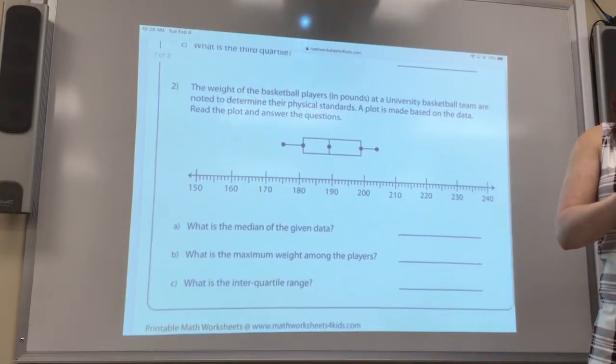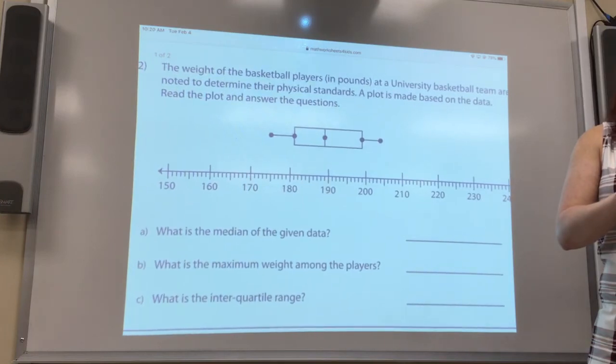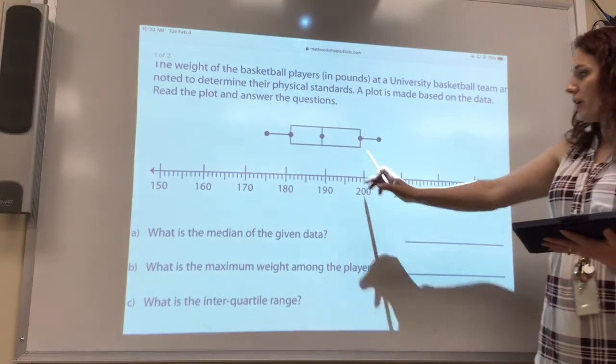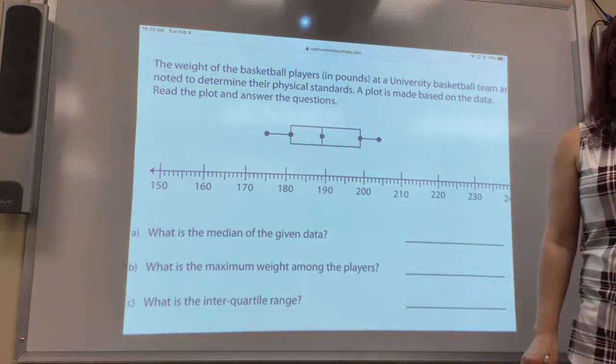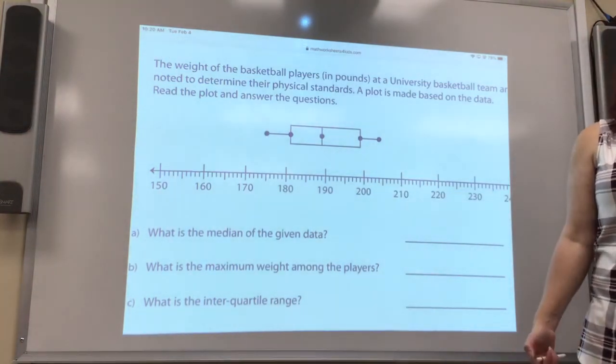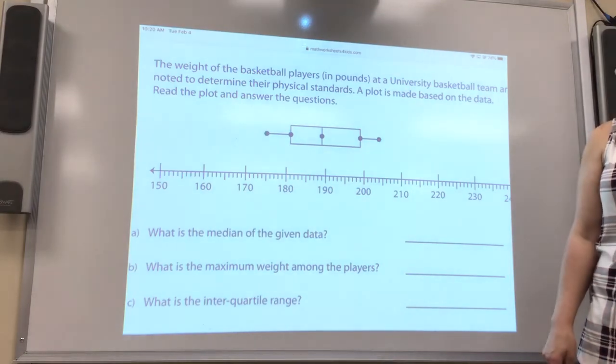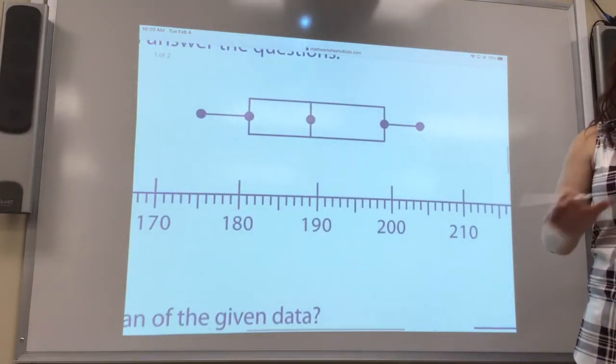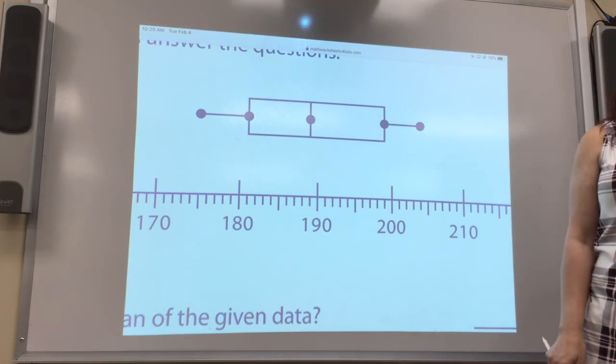Here's another one. These are weights of a basketball team, the weights of the players. So what would the median weight be? The middle weight is really what that's asking. Jude? Want me to zoom in? 189? Yes, 189. About 189 I would say would be the median weight.